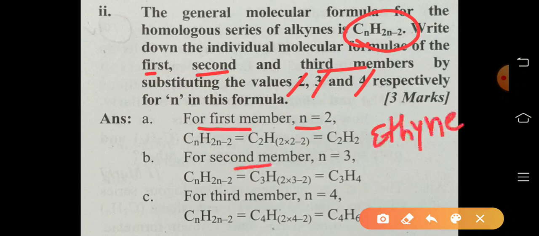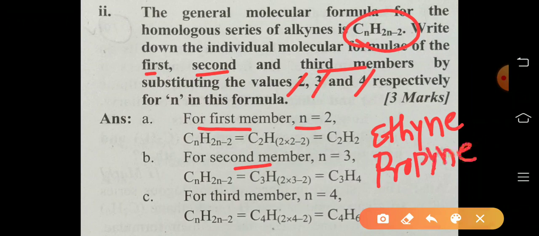Next. For the second member n is equal to 3. So the formula is C3H2n, 2 into 3, 2 threes are 6, 6 minus 2, 4. 3 carbon, so what is the name? Propyne. Next, third member: substitute n equal to 4 in the formula.